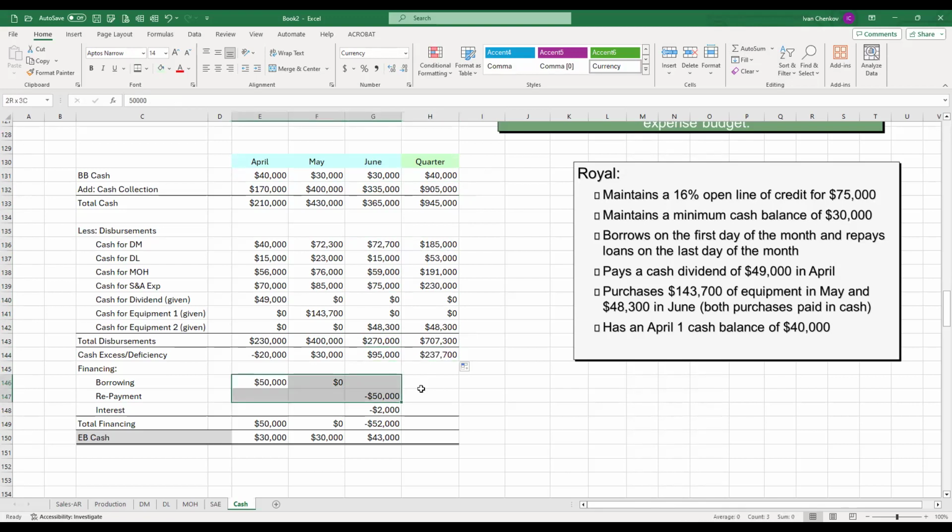Then I'm gonna borrow 50, but I'm gonna repay the 50, and I'm gonna pay $2,000. So in total, that will be $2,000 interest that I have to pay, and my ending balance should be $43,000. In this case, is it? Let me double check something on the totals, if I'm correct.